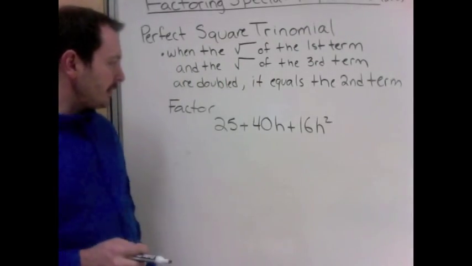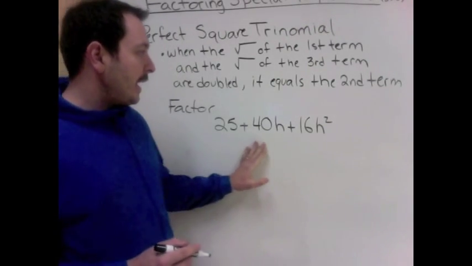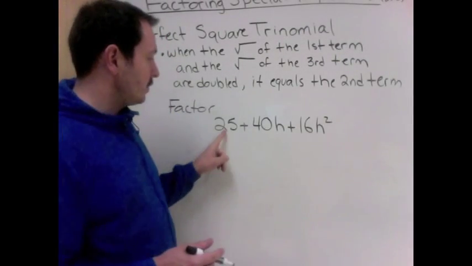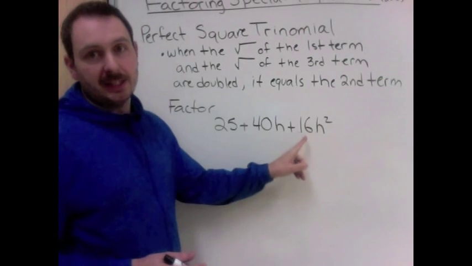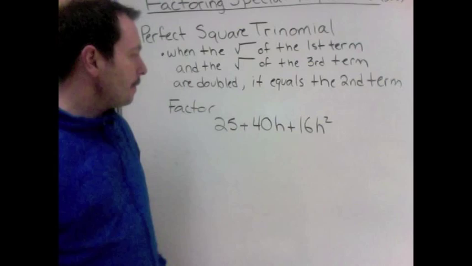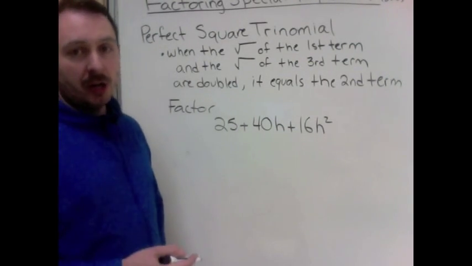So maybe one thing I need to mention before we go on is this is a perfect square trinomial. Now we could do this using the methods from lesson 3.6. What multiplies to 25 times 16 and adds to 40. The problem is those are some really big numbers. If we recognize it as a perfect square trinomial, we can do it a lot quicker.